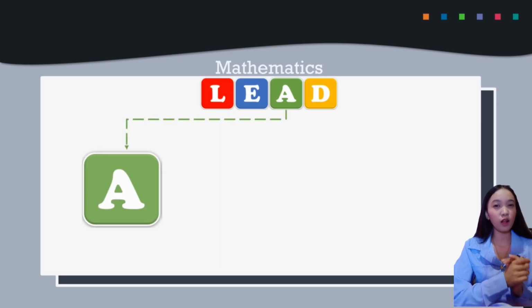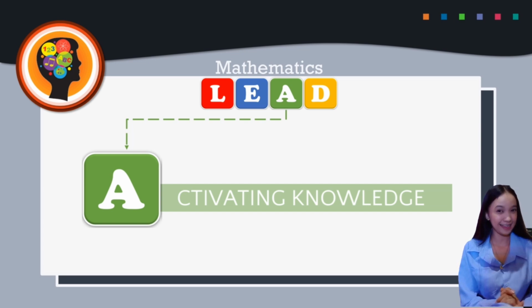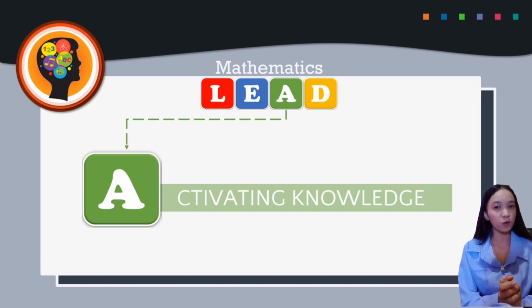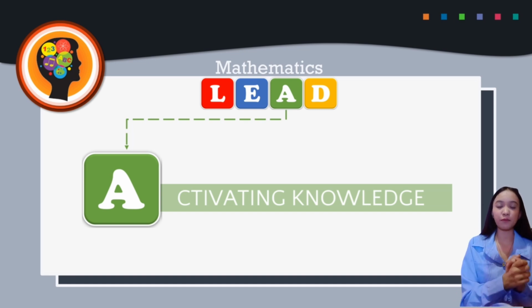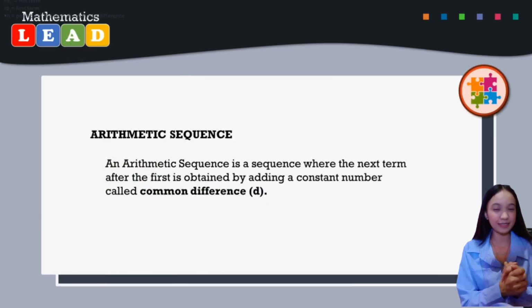Now that we're all warmed up, let's flow into our main focus for today, illustrating arithmetic sequence. Are you ready? Let's get started. For you, what is an arithmetic sequence? Very good. An arithmetic sequence is a sequence where the next term after the first term is obtained by adding a constant number called the common difference.